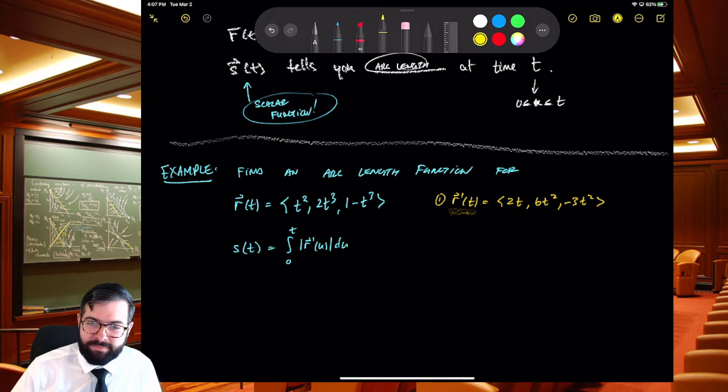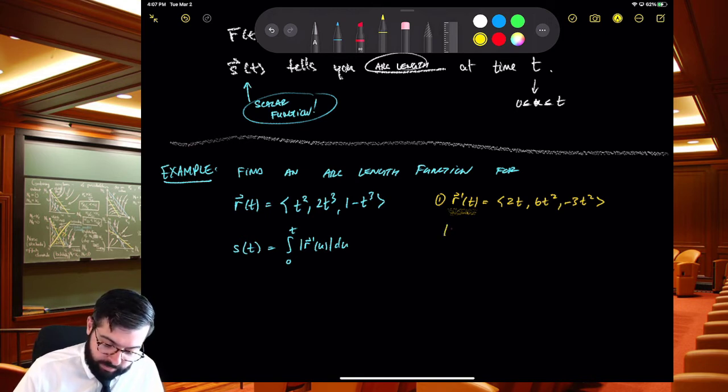Tangent vector. This is the tangent vector function. We want the magnitude.